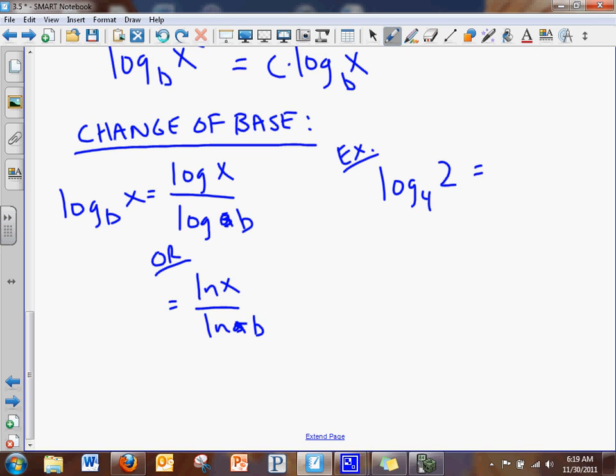So if I wanted to calculate the log base 4 of 2, the quickest way is to use common log or natural log. I like using natural log. Natural log of 2 over natural log of 4 would give me log base 4 of 2. And if you do it on your calculator, this is the same as the common log of 2 over the common log of 4. The ratio is the same.